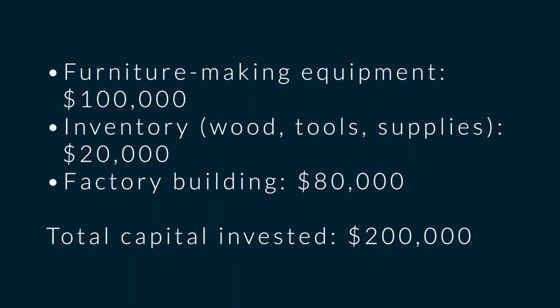In this case, we have furniture making equipment, which is $100,000. Inventory, like wood, tools, supplies, $20,000. Factory building, that is $80,000. So the total capital invested in this case is $200,000. Now, we know how much we've invested, but what cost are we incurring to make those things? So let's figure that one out.